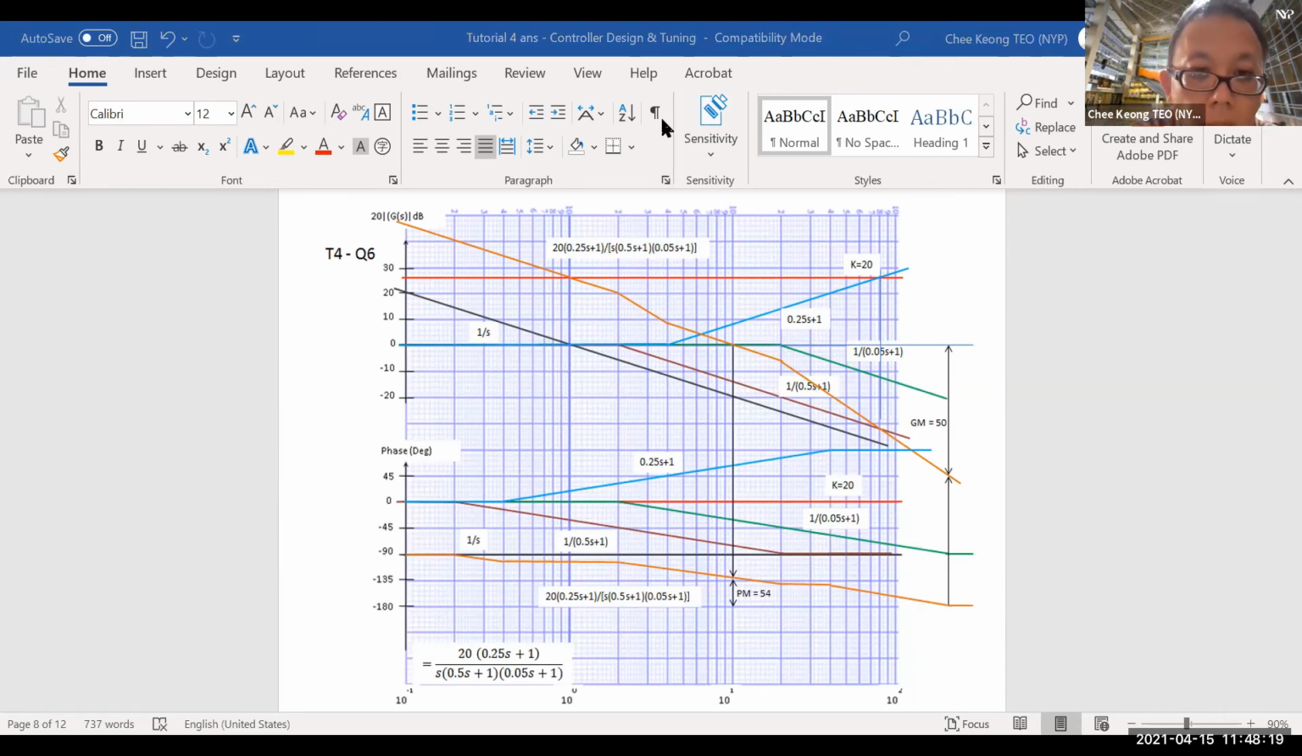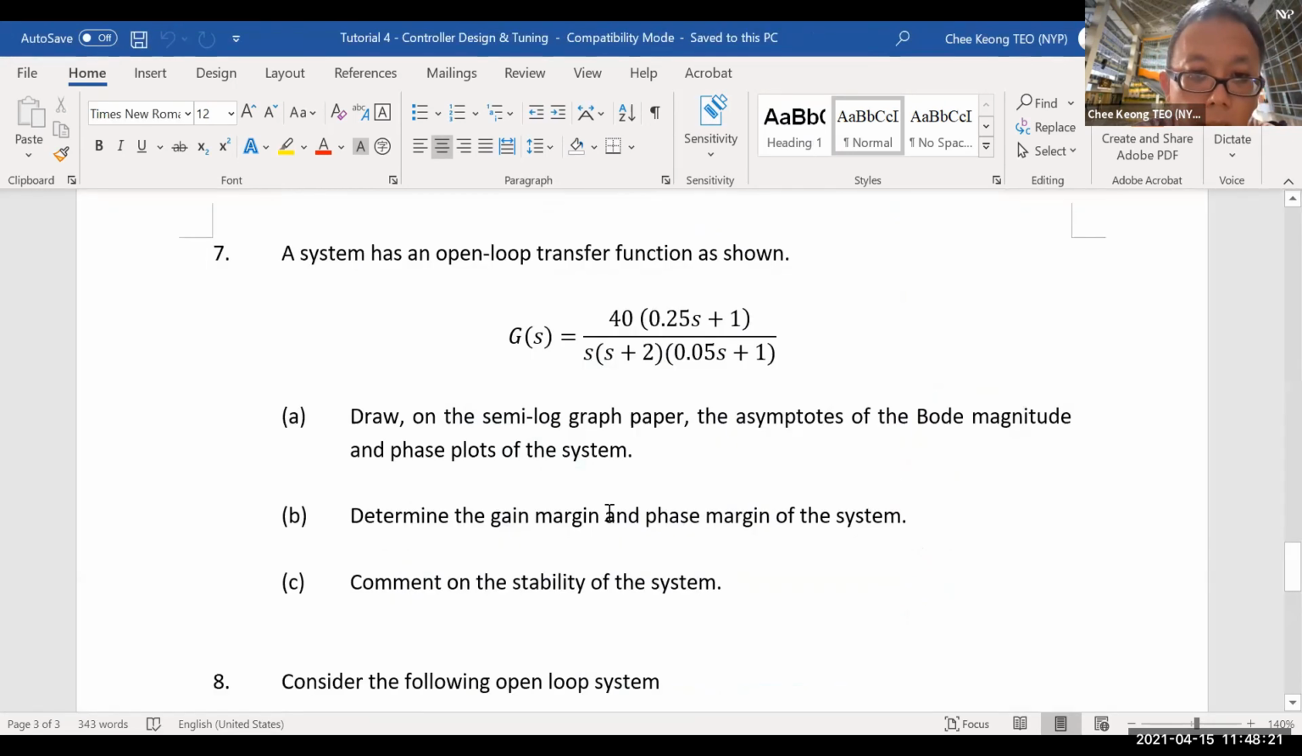We have drawn the things. We have determined the phase margin and gain margin. Comment on the stability. So the stability is, if you have a positive phase margin and a positive gain margin, the system must be stable. Okay, so with that, we finish question 7 of tutorial 4, and then we finish the discussion on phase and gain margin and all the asymptotes plotting.